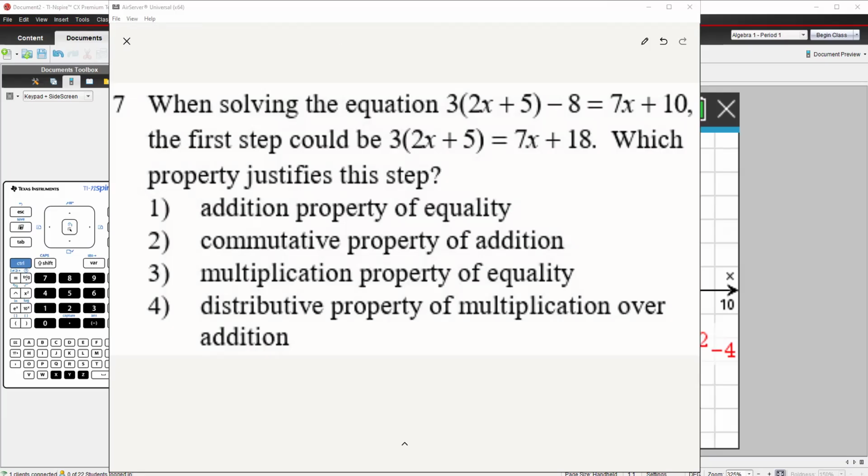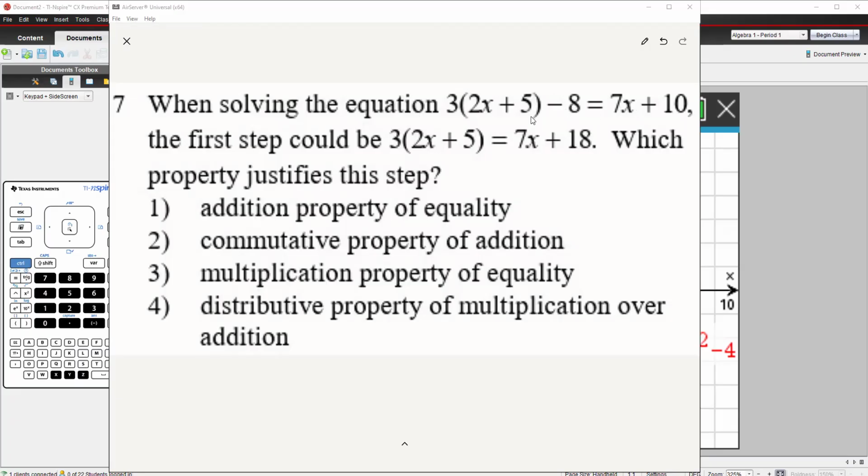H. This is question number 7 from the final review Regents packet. It's just a bunch of Algebra 1 random questions, and this one is number 7. This is basically testing your understanding of the properties. Right? So they've given us this equation.